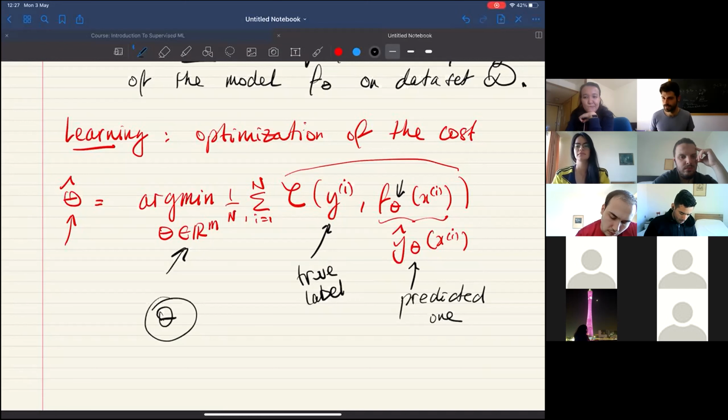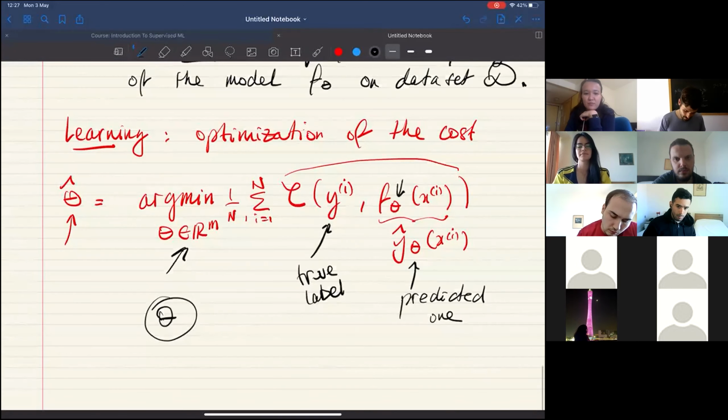Okay, so this is not the end. But learning will always take this form. You have a model, you define a cost function, you try to find the parameters that minimize the cost, okay?